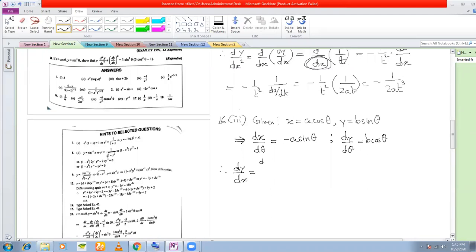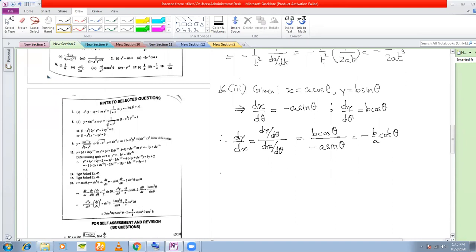Therefore dy dx is equal to dy d theta by dx d theta, which is b cos theta by minus a sin theta, which you get as minus b by a cot theta, right? Yes, sir. So therefore, what is d2y dx2? d2y dx2 is d dx of dy dx.